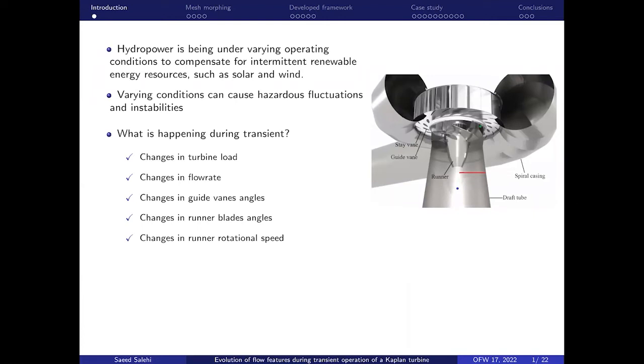So basically, the transient operation of hydraulic turbines refers to varying operating conditions. Nowadays, because of the growth of intermittent renewable energy resources such as solar and wind, we need some tool to regularize the grid. So this is the job mostly for the hydraulic turbines, and the problem is that during varying conditions, very hazardous and harmful fluctuations and instabilities occur that need to be studied. Many things change during such conditions, like turbine load, flow rate, or even the geometry of the turbine, like the guide vane angles, the runner blade angles, or even the rotational speed of the runner.